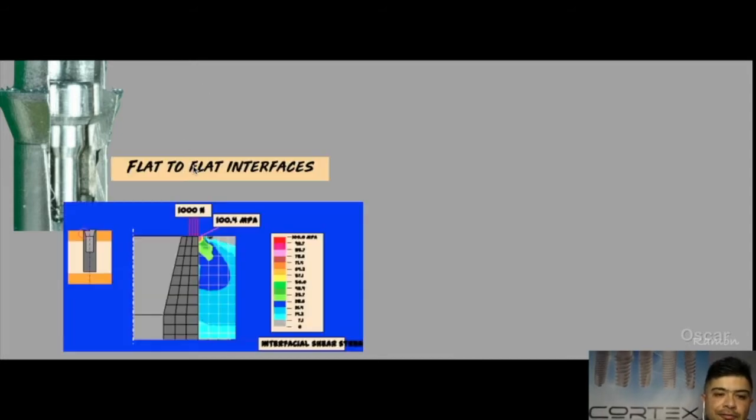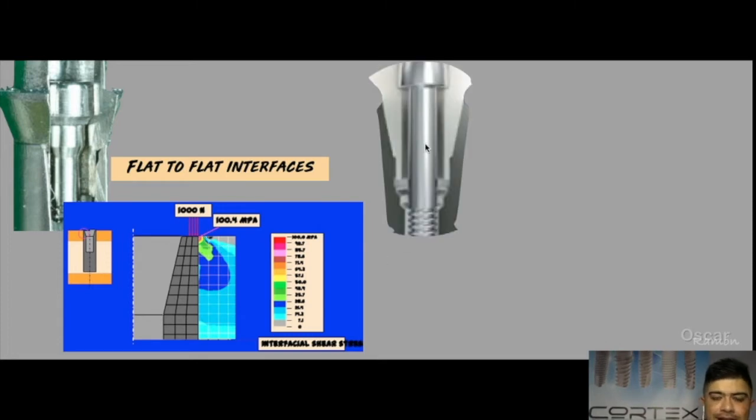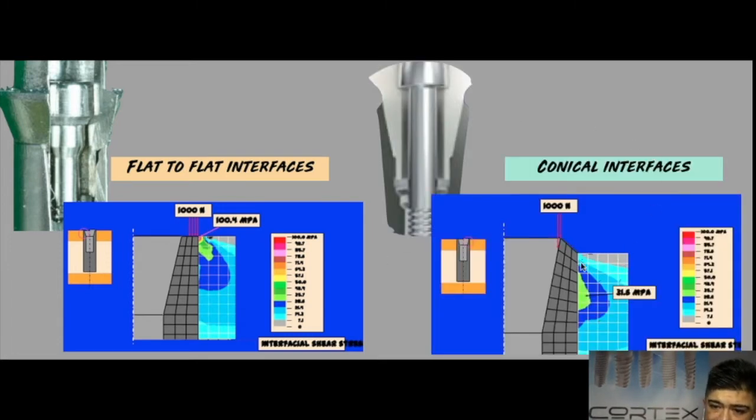In the group of flat-to-flat interfaces, we have a distribution of the force next to the cortical bone. Instead, in the conical connection, we have an even distribution of the load, far away from the cortical bone.